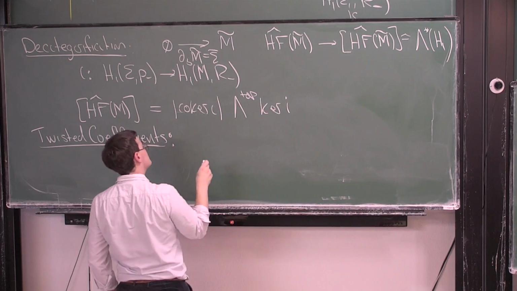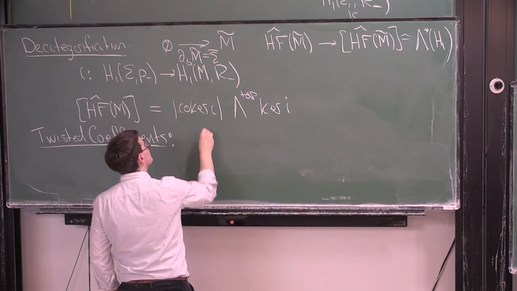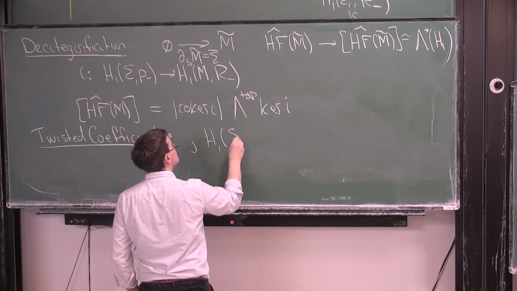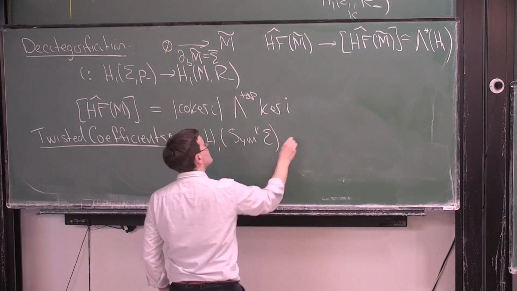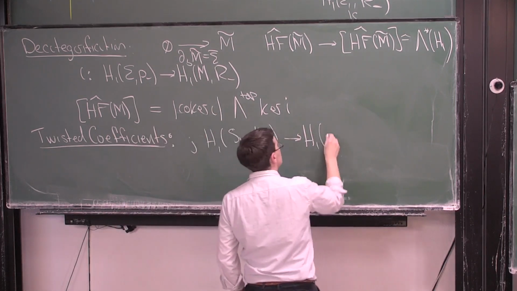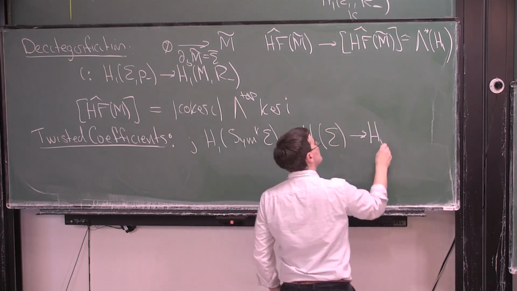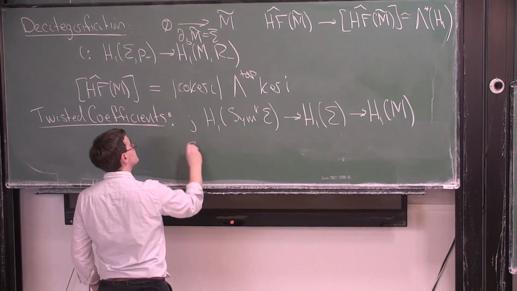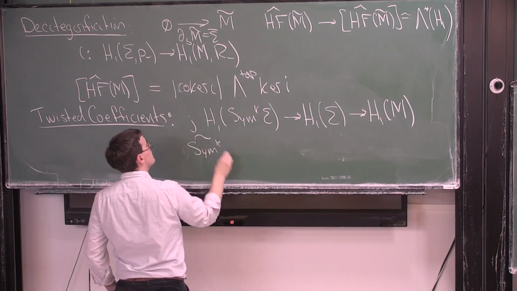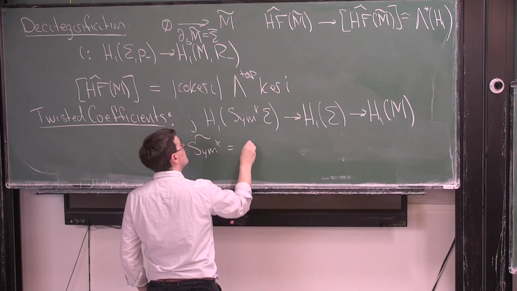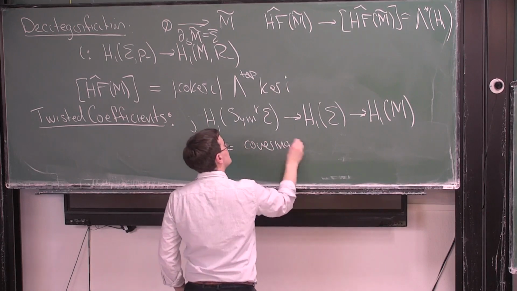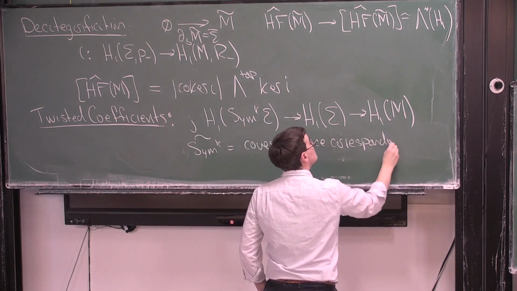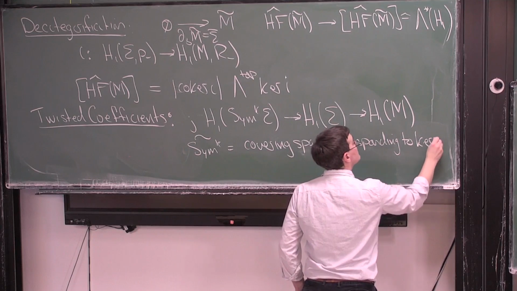So now let me say the following. So I have this map, let's call it J, from H1 of sigma to H1 of M. And I take, let's call it M twiddle k, to be the covering space corresponding to the kernel of J.